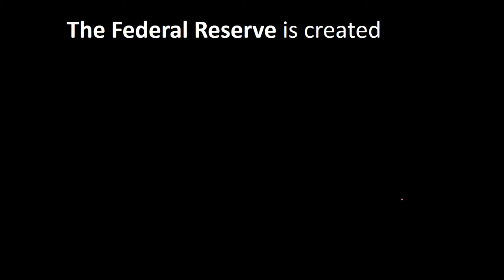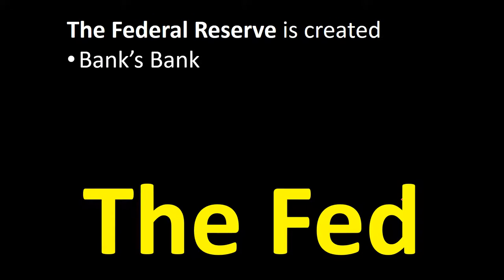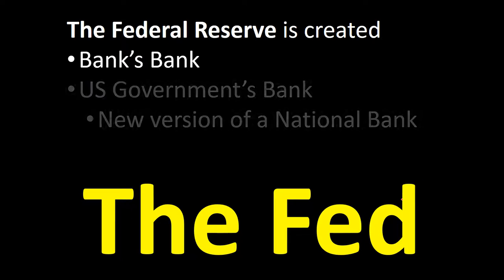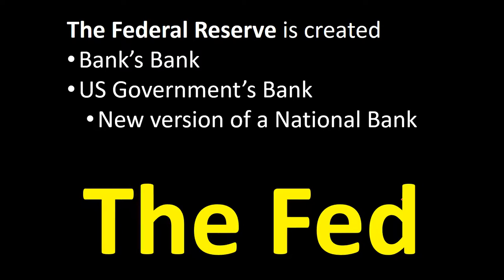We're going to talk more about this in the next video. It's called the Fed. It is the banker's bank. This is where the banks go to get money. You go to the bank to get money. The banks go to the Fed. It is the U.S. government's bank. It is the new version of the national bank that was killed off by Andrew Jackson in the 1830s, the second national bank. We will not have one for the longest time.